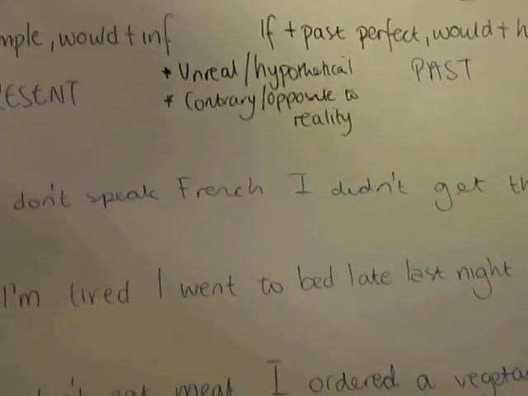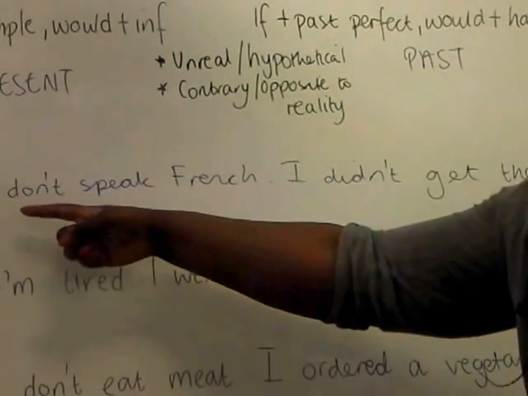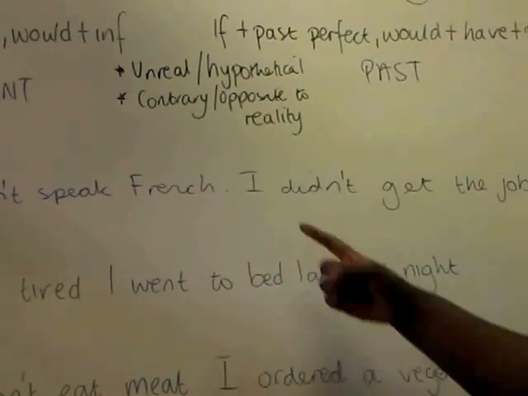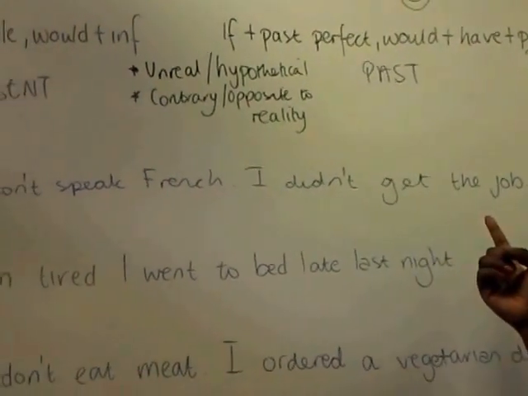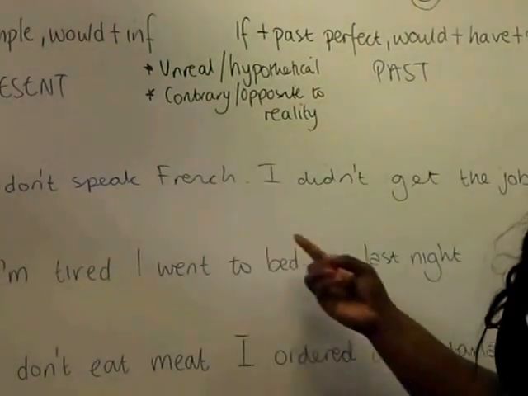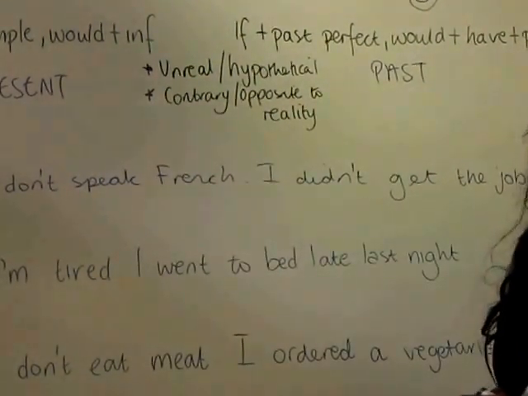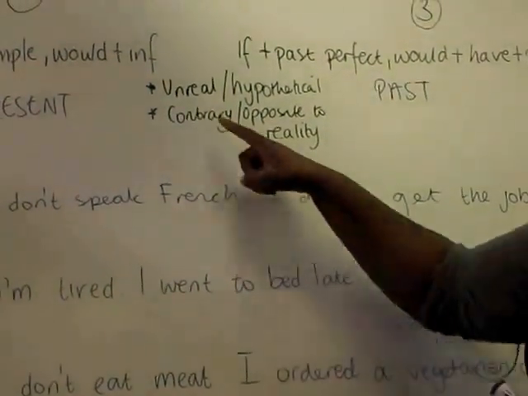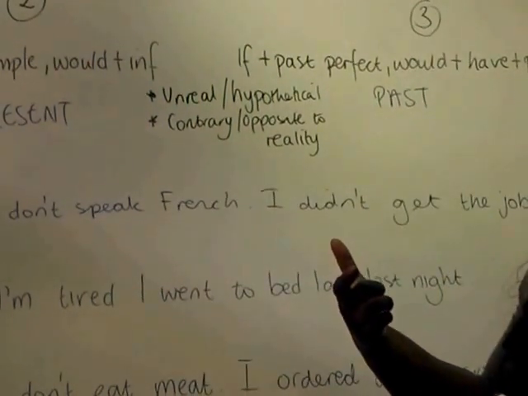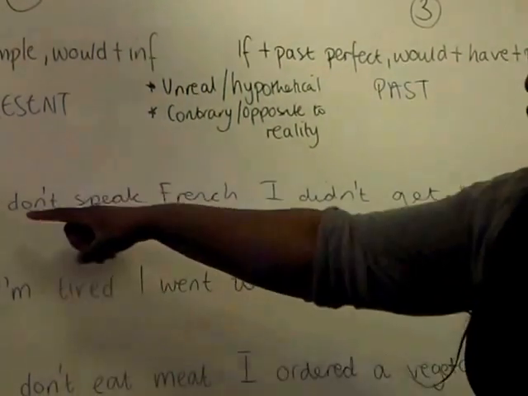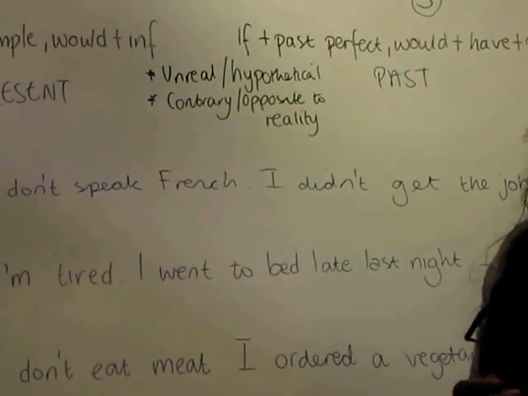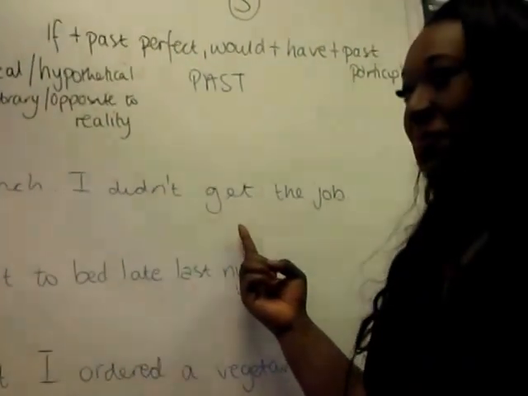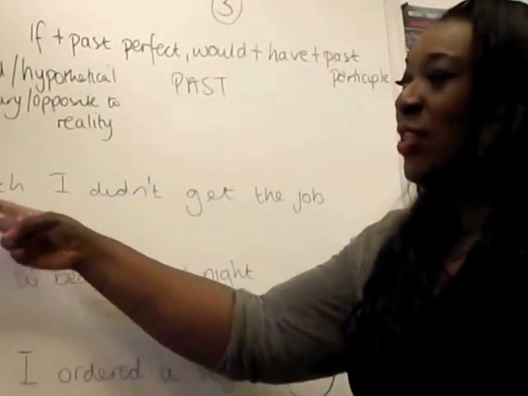So this person says, I don't speak French. As a result, I didn't get the job. We are going to make this into a conditional sentence. Now, this is the person's reality. So remember, the conditional is contrary or the opposite to reality. Which is the cause and which is the result? Well, why didn't they get the job? Because they don't speak French. So this must be the cause.